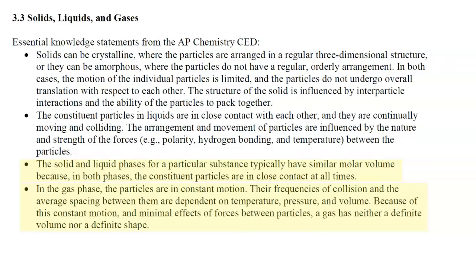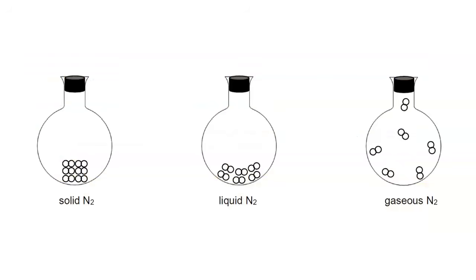In the gas phase, the particles are in constant motion, their frequencies of collision and the average spacing between them are dependent on temperature, pressure, and volume. Because of this constant motion and minimal effects of forces between particles, a gas has neither a definite volume nor a definite shape. So the message from those two essential knowledge statements can be represented on this slide, that in general, particles in the solid phase and the liquid phase tend to be rather close together, whereas particles in the gas phase tend to be rather far apart.